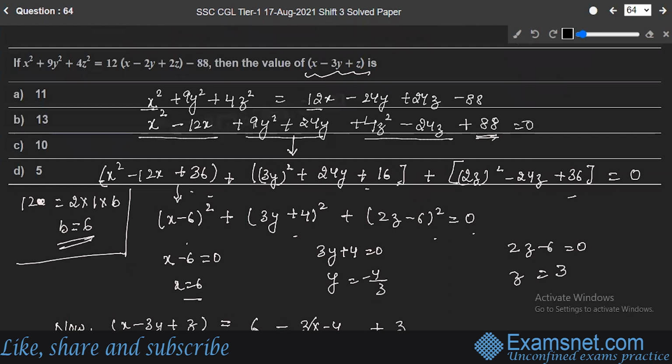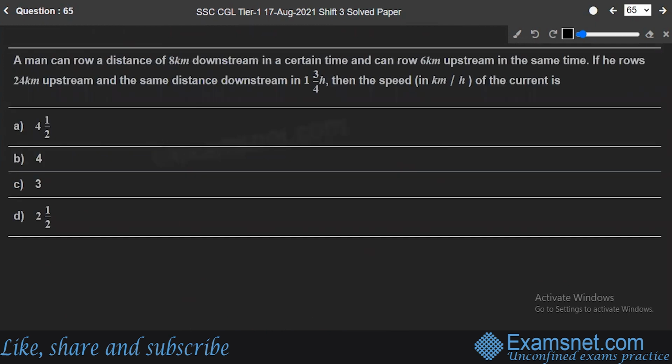Let's check with the options. Option B is the correct answer to our question. Hope you are clear with this. Then let's move to the next question, number 65.